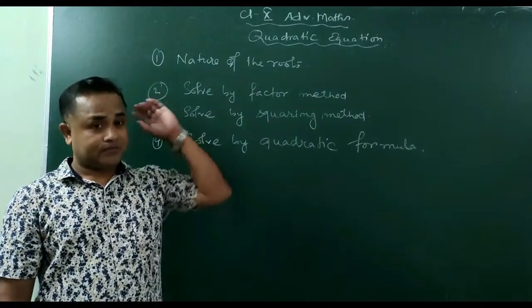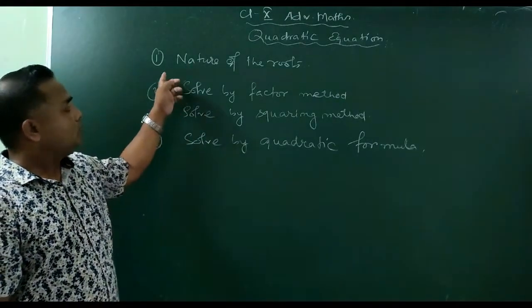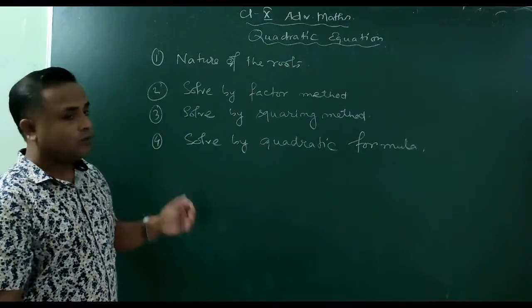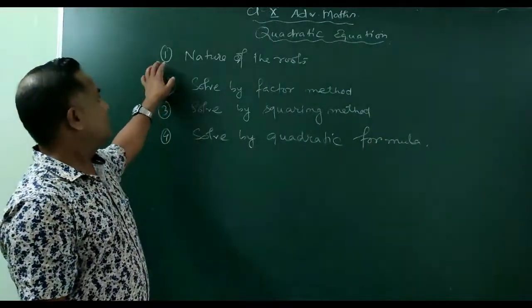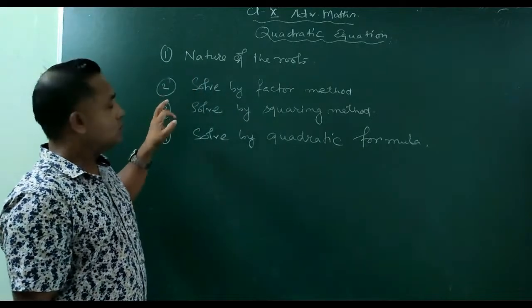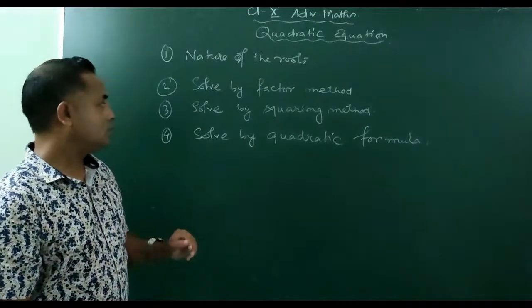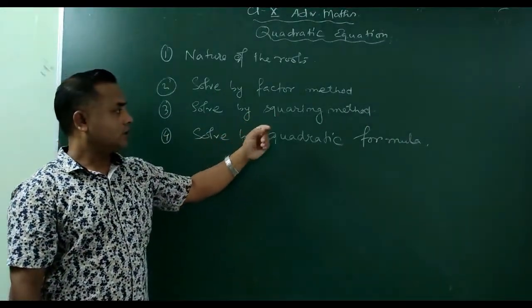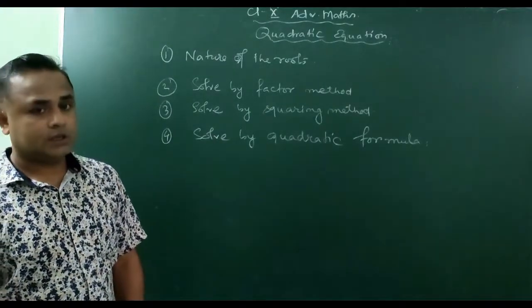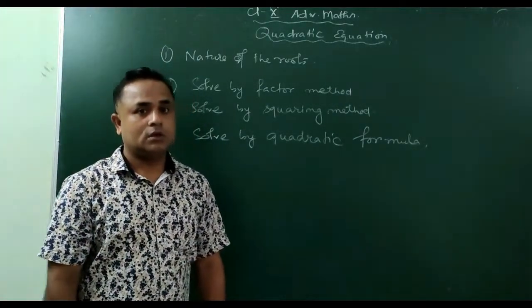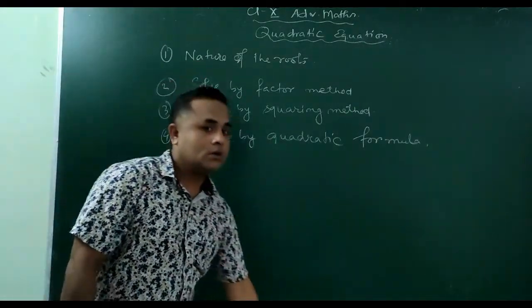Now in our class 10 syllabus, we have 4 points to solve a quadratic equation. Number 1, nature of the roots; number 2, solving by the factor method, that is factorization; another is the squaring method; and another is the quadratic formula, that is with the discriminant formula. First we will see the nature of the roots.